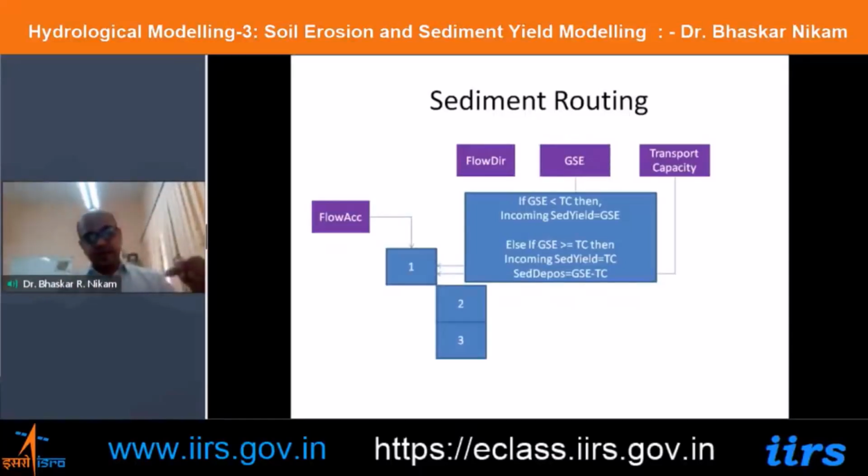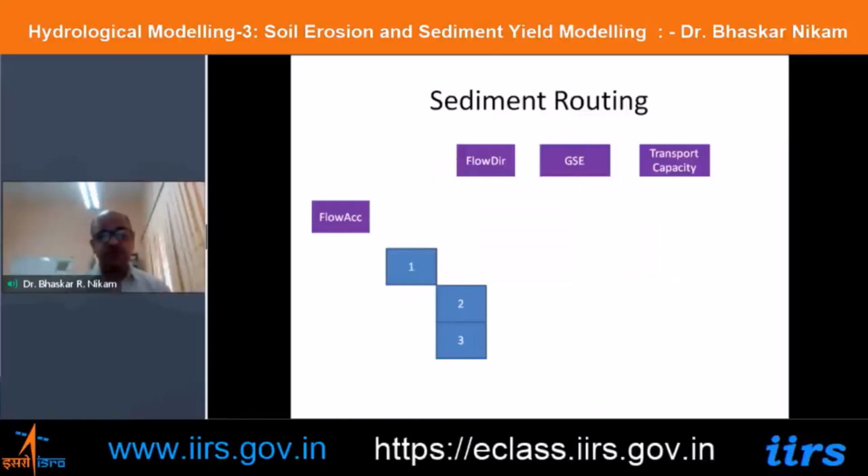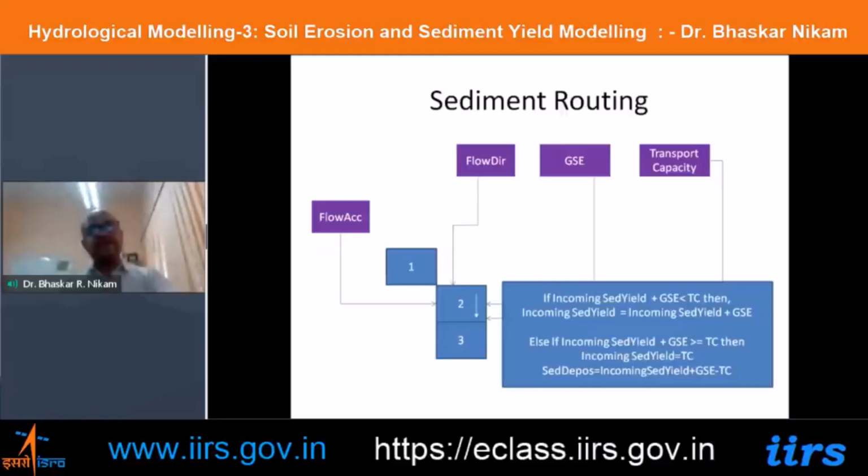Now for this particular pixel, with the help of flow direction, we find out where it contributes. So this pixel contributes to this pixel. So the sediment transport of this pixel will be added to the gross soil erosion of this pixel. So now it will have its own soil plus soil coming from the upstream. Then we'll compare this available soil with the transport capacity of this pixel. Again, same thing, whichever is minimum will be carried and the remaining will be deposited. We'll find out where this pixel contributes, and then its sediment yield will be given to the next pixel, and the process will go on.